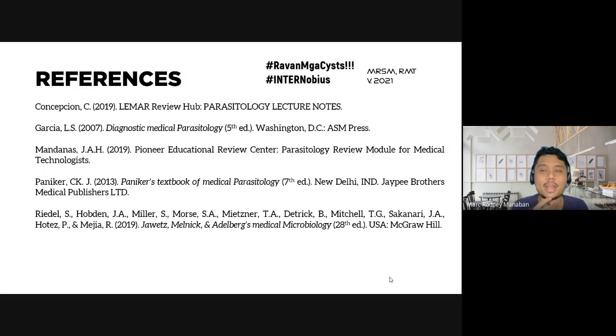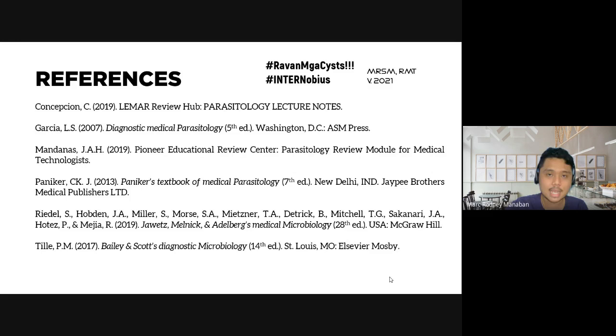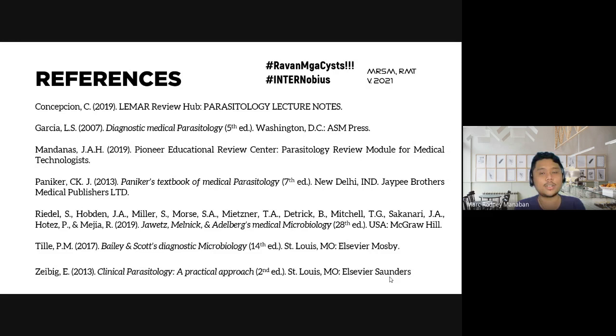So, some information from Jawetz. Okay, but Jawetz is very summarized, very concise. So, only little information from there. Okay, but majority is from Garcia, from my review notes. And of course, from Bailey, it can't be missing. And from Zybig, your parasitology book in your second year, when you were still in second year, second sem. So, again, these are my suggested readings for you, dears, if you want to read more about parasitology. Garcia is a great book, and Bailey, all right, and also Zybig. So, these are the references that I used for the lecture in parasitology.